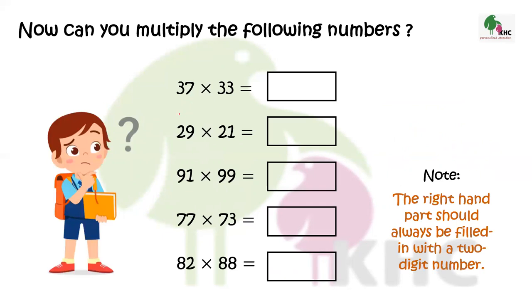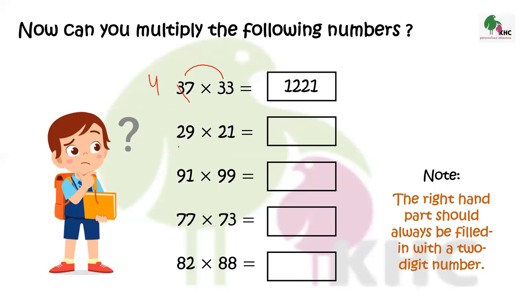Similarly, if you have to multiply 37 and 33, they satisfy the condition as the tens digits are the same and the units digits add up to 10. Now, after 3 comes 4. So 4 times 3 is 12 and 7 times 3 is 21. Therefore, the answer is 1221.